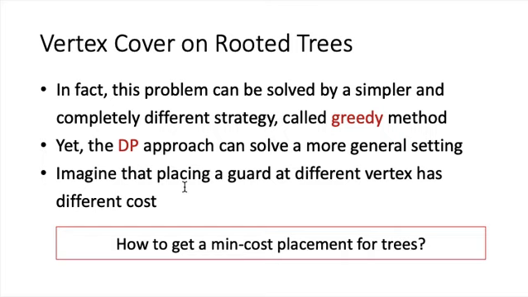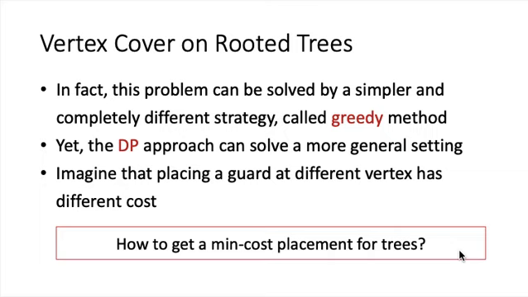Okay, so here, imagine that we are not counting the number of guards that we need. But then, when we place a guard at different vertices, there will be different costs. So maybe some vertex represents some expensive place, which is like a dangerous place. So in that case, you need to pay more for the guard. And some vertex represents some safer and nicer place. So in that case, you need to pay less for the guard. So we want to place guards so that all roads are protected, but we want to minimize the total cost of placing the guards. So how can this be done? In that case, this is called the weighted vertex cover on rooted trees.